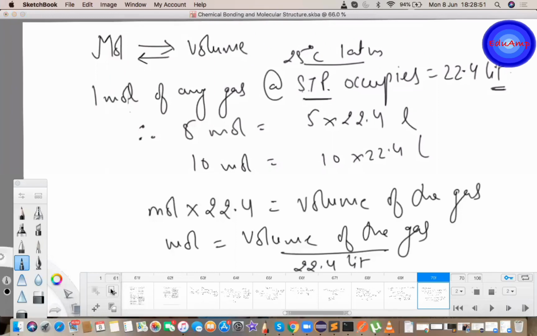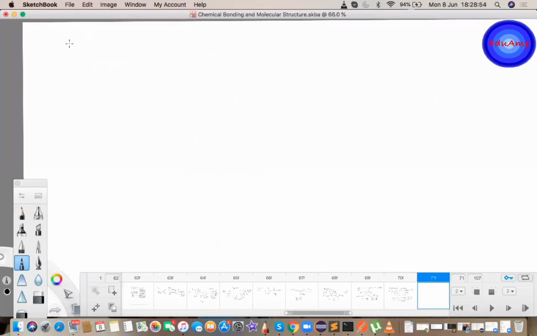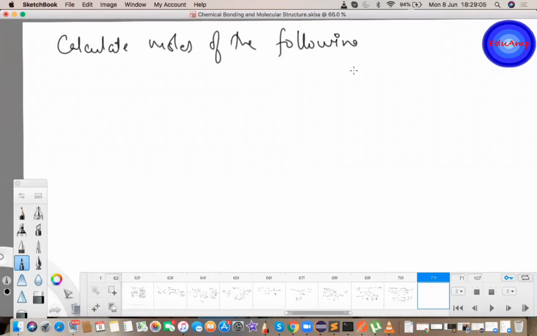Now let's do some practice on this. Calculate moles of the following. I'm gradually going to increase the level. Right now I'm just giving you a quick revision of how you solved mole concept in class 9. Then we'll move on to how it is going to be solved in class 11. After that, how it is going to be solved for NEET and then for JEE. So please be patient.